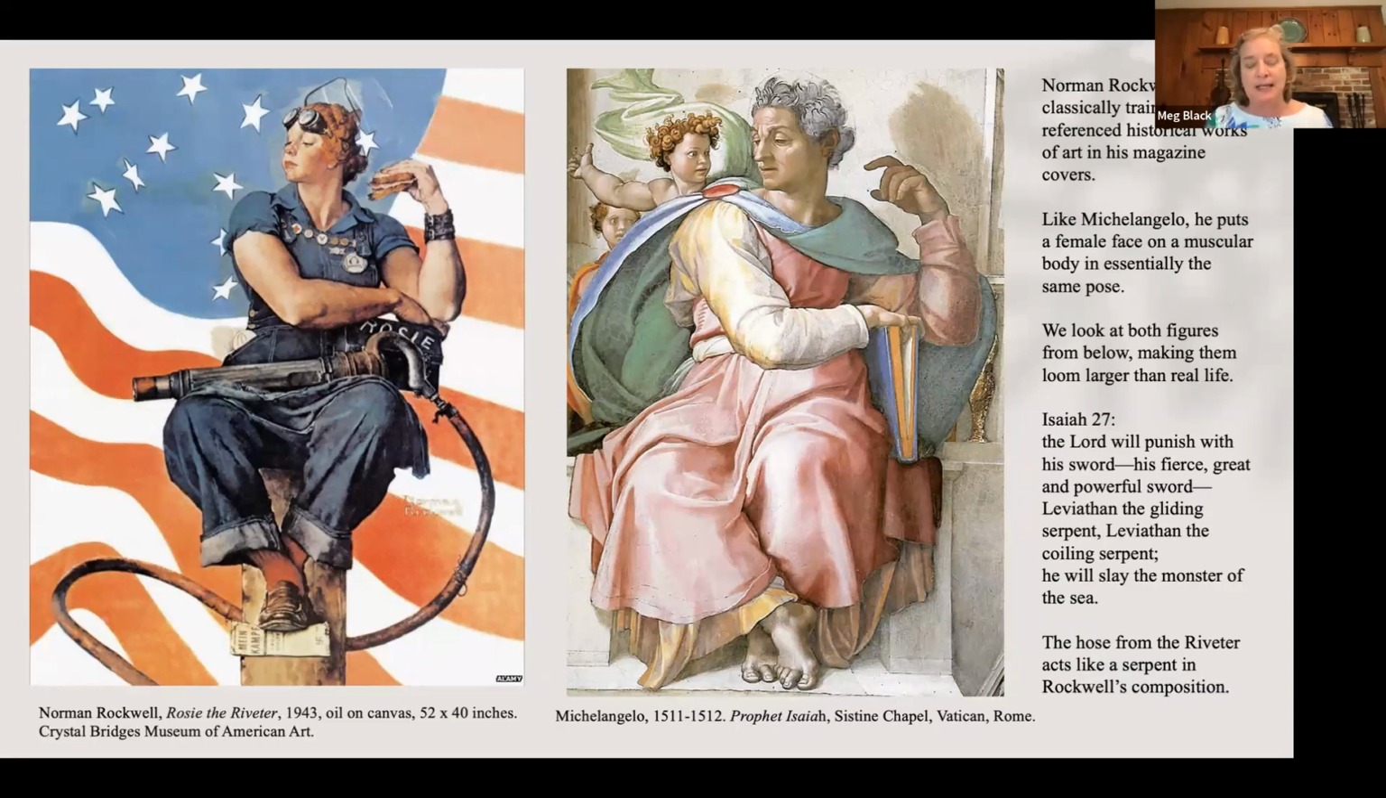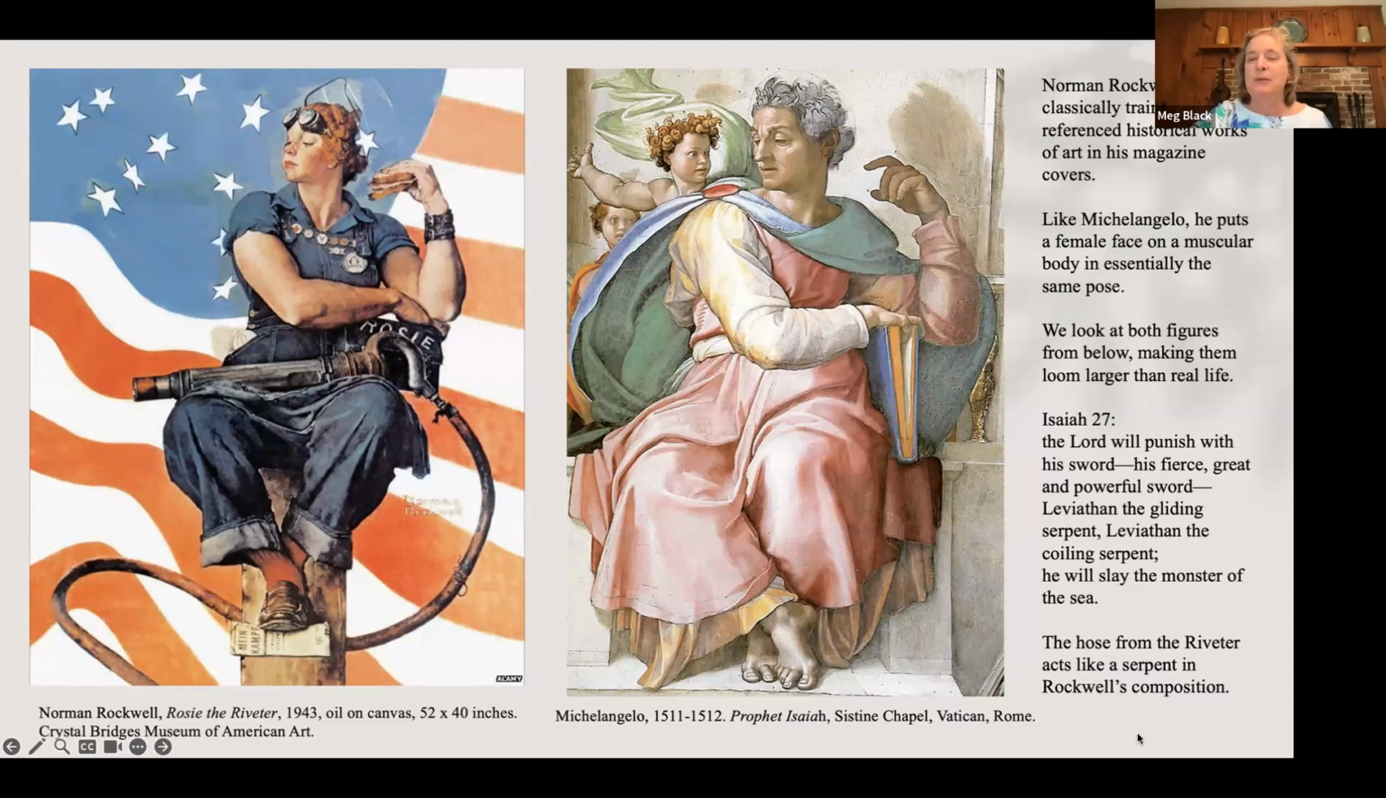It's the prophet Isaiah. And if you read the prophet Isaiah, it's Isaiah 27, you'll find our friend Rosie. "The Lord will punish with his sword, his fierce, great, and powerful sword. Leviathan the gliding serpent, Leviathan the coiling serpent. He will slay the monster of the sea." So twice we have the image of the serpent and the coiled serpent. And then we see Rosie with her serpent shape here, and it's connected to what looks very much like her riveter gun that she's got here.